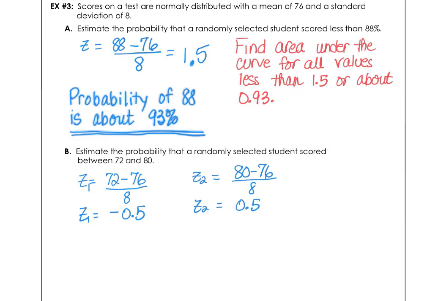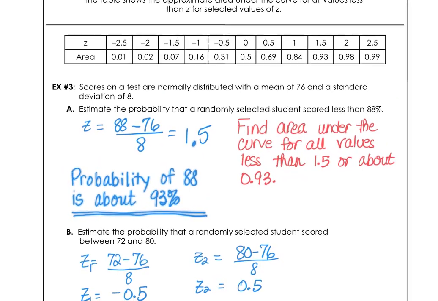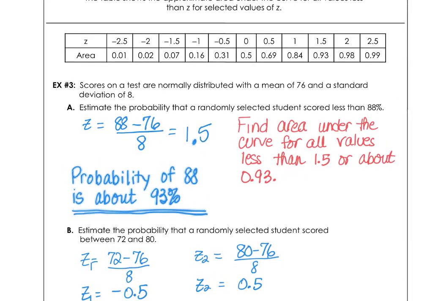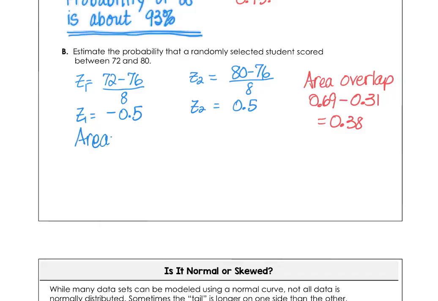So on our table again, the area that's negative 1/2 is 0.31. So let's just highlight this, 0.31, and the area that's above is 0.69. Then we have to think about the area overlapping, so we want to take the difference between those two. Let's make a note of that. So here the area is 31%, and the second area is 69%. The overlap is 0.38.